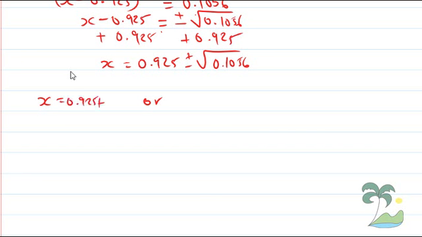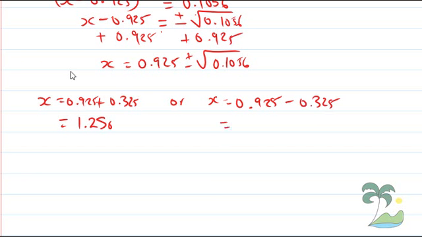0.925 plus the square root of 0.1056, which is 0.325, and that plus that would be 1.250, or x would be equal to 0.925 minus the square root of 0.1056, which is minus 0.325, so x is equal to 0.6. You can add a zero. So yeah, those are both of our answers.